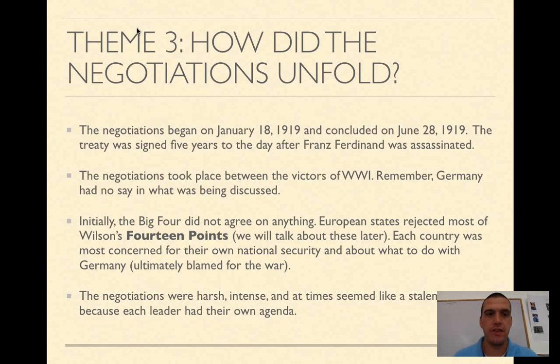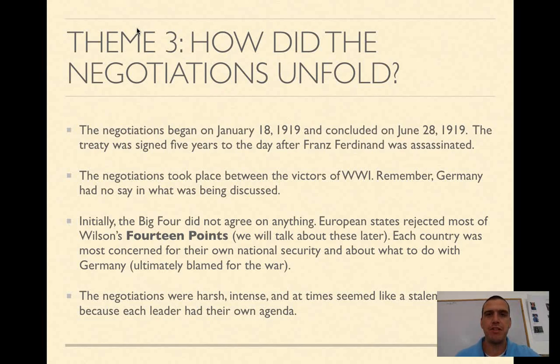And as I said before, the negotiations took place between the victors of World War I. So it's important to remember that as these negotiations are unfolding, Germany had no say in what was being discussed. And in terms of the negotiations, initially, nobody agreed on anything. They were at what we would call a stalemate, going nowhere. Everyone rejected Wilson's 14 points, which we'll talk about later, and I encourage you to explore them in the book to get a better idea of what they are.